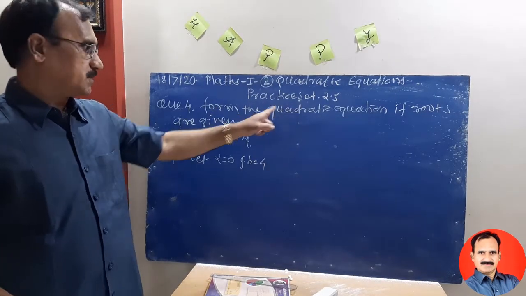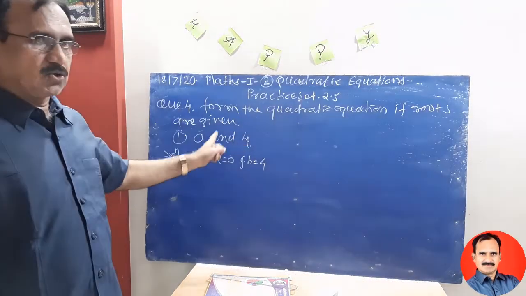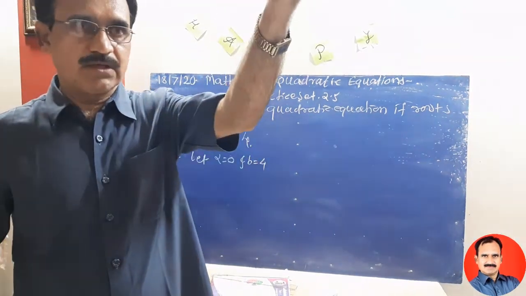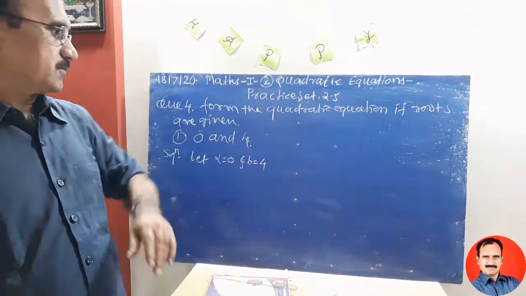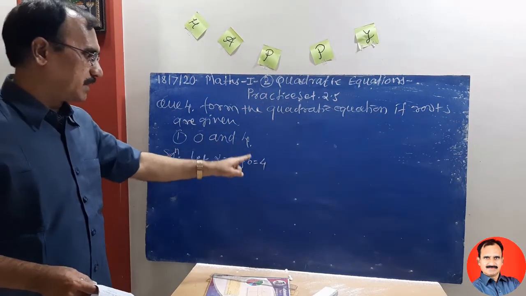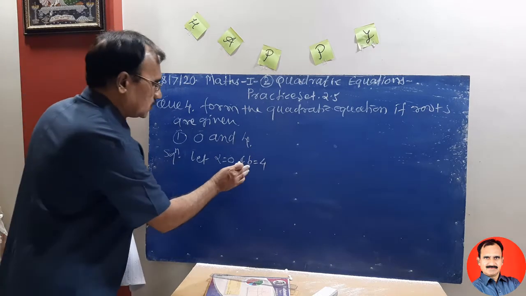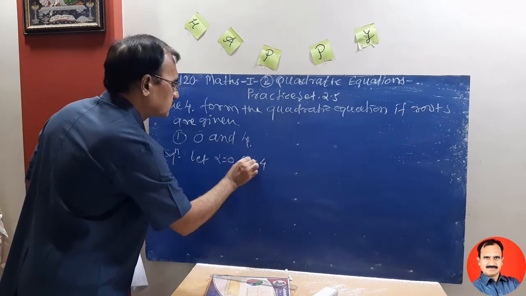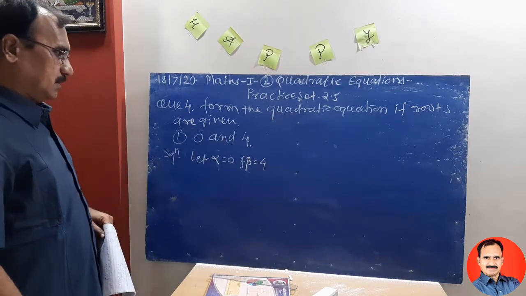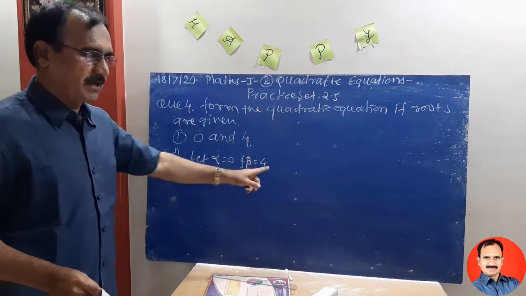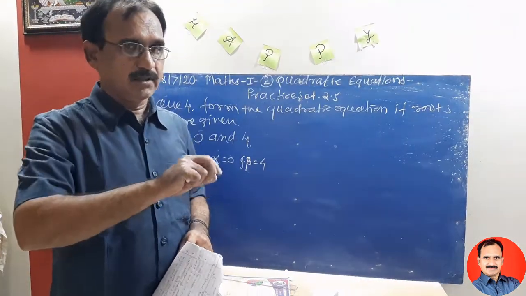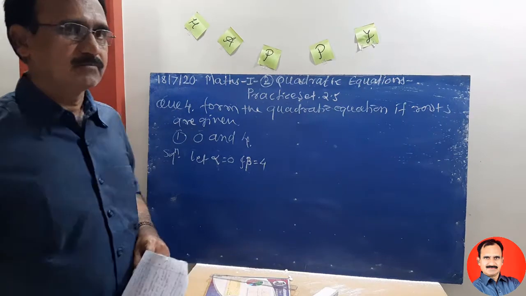Form the quadratic equation if roots are given. 0 and 4 are the roots of any quadratic equation which we have to find here. Let here alpha is first root and beta is second root. Alpha is equal to 0 and beta is equal to 4. Can you tell me if alpha and beta is known, then how I can find the quadratic equation?